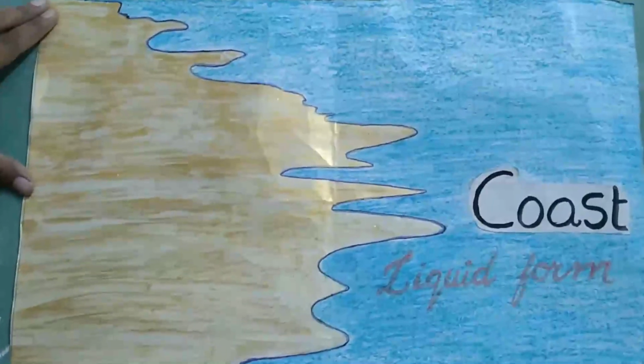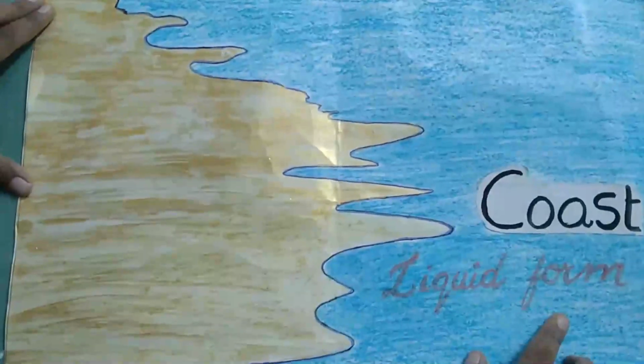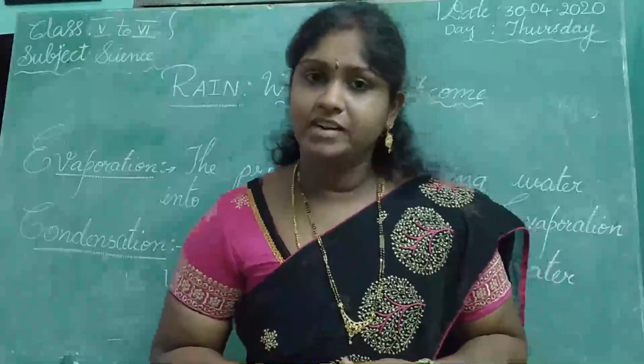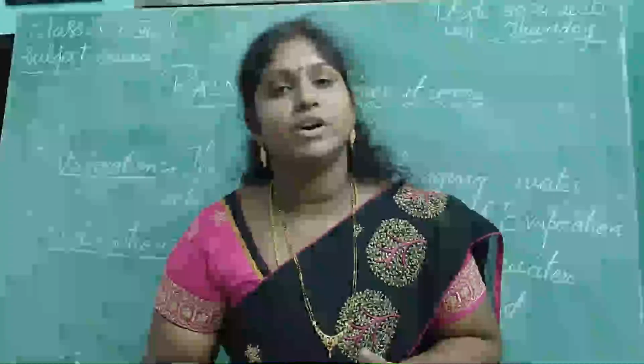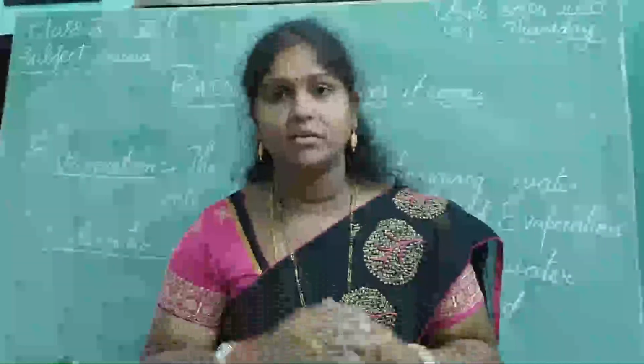So you can observe this, it is a coast. So this is a liquid form. We can observe this liquid form not only in the coastal areas, we can observe oceans, rivers, lakes, ponds, underground water. So the water will be in the liquid form in these areas. Now we have learned the solid form of water, that is ice, and the liquid form, that is water.